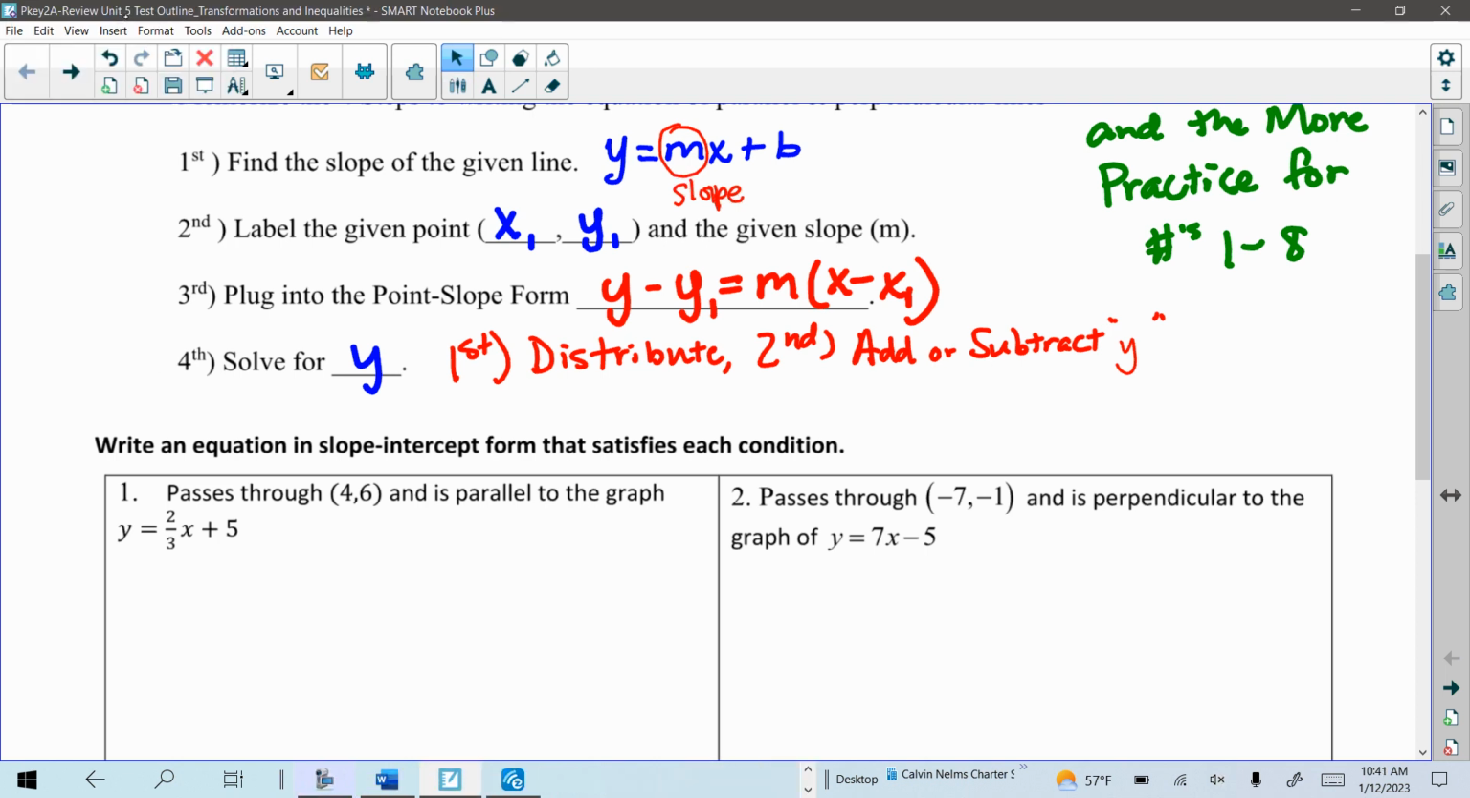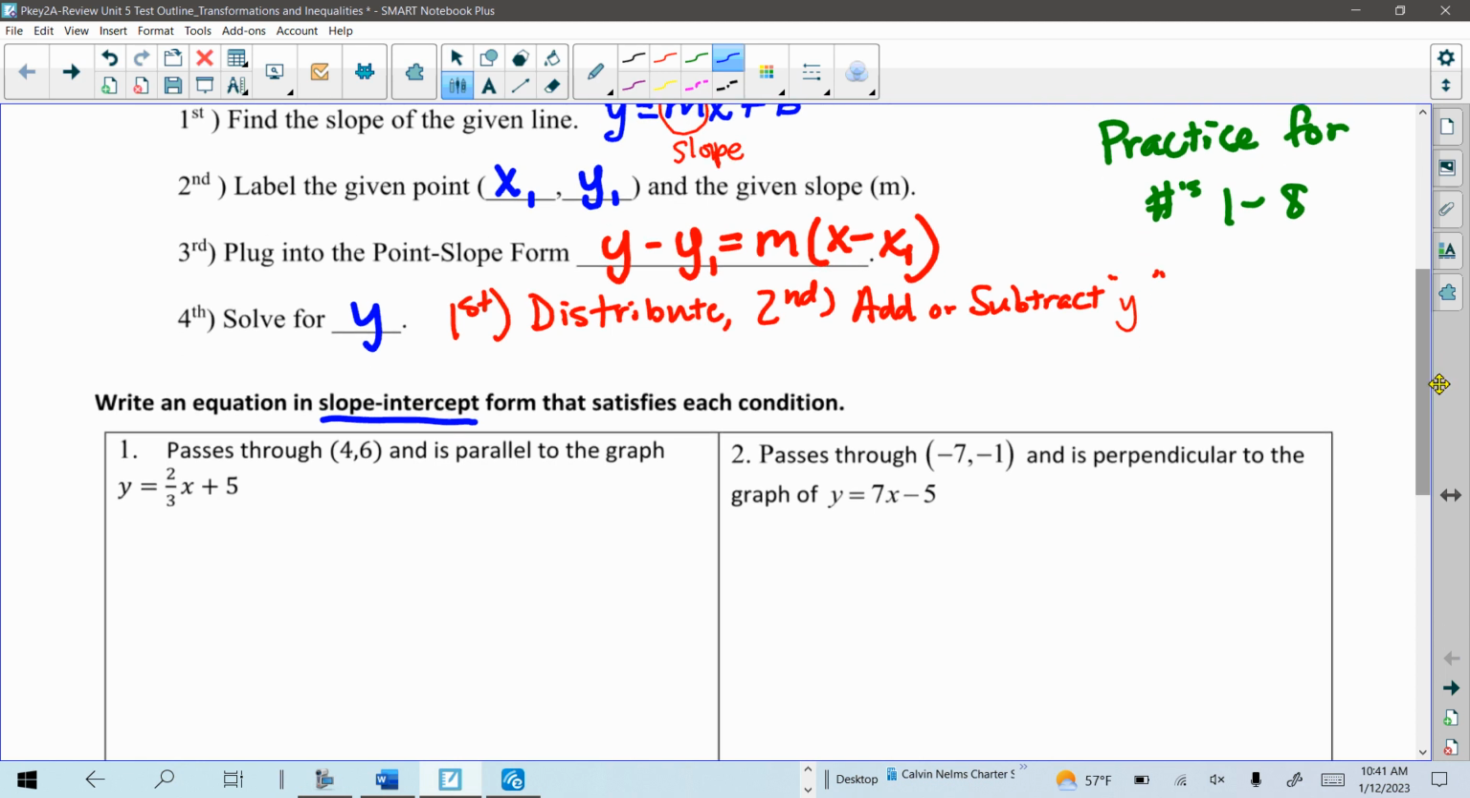All right, so they want you to have the equation in slope-intercept form. So you have to know that it has to look like y equals mx plus b. That's the end result. There are some facts that you have to follow and apply.